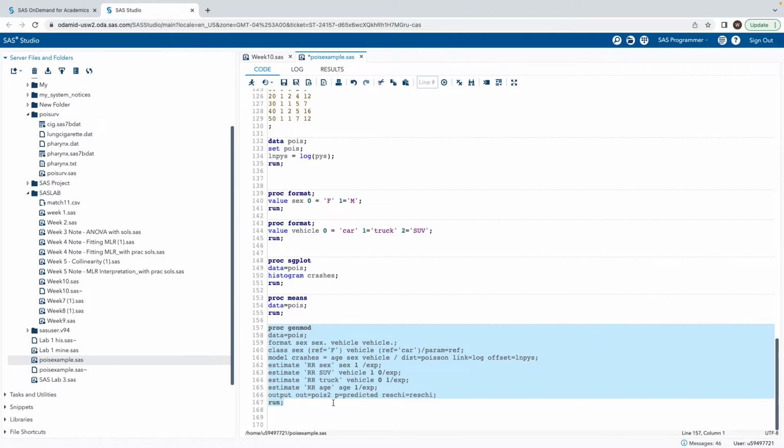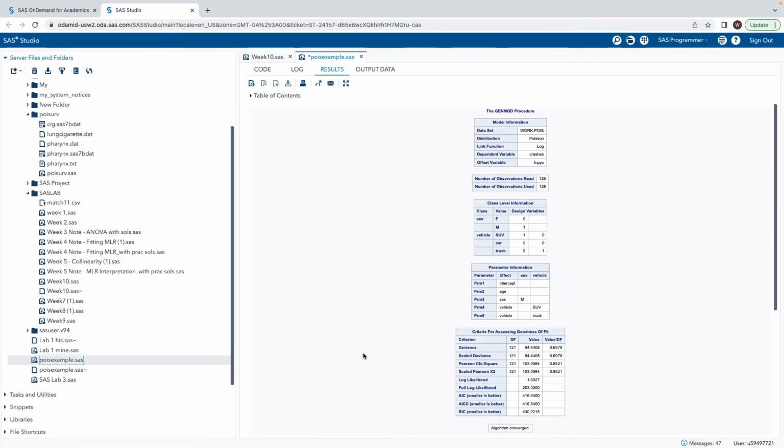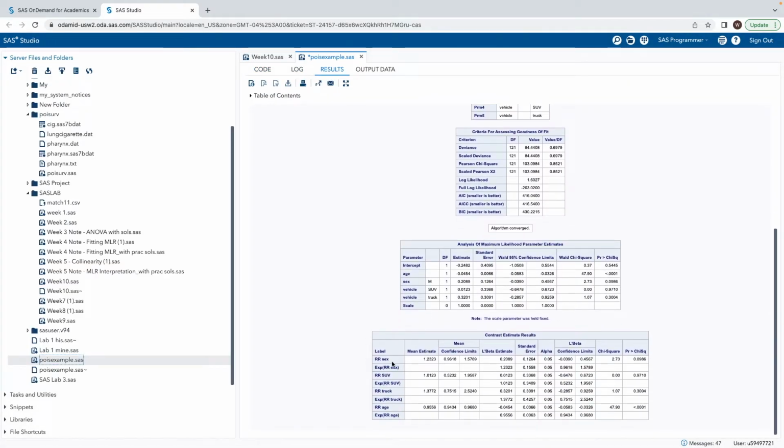If we do this, it should do two things. It'll give us the estimates that we can interpret as a relative risk for each of these, and also output a new data set that lets us have these predicted and residual values, so we can do some diagnostics. Nice. Now we have exponentiated values here. None of these are significant, well, age is significant, but that's borderline.